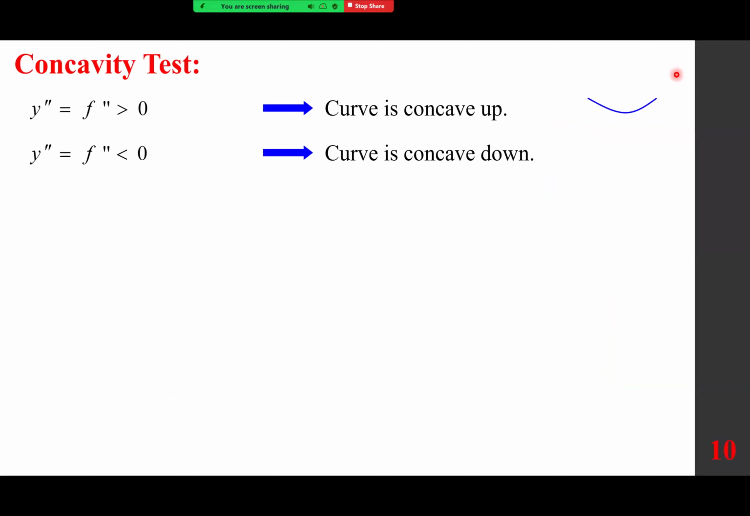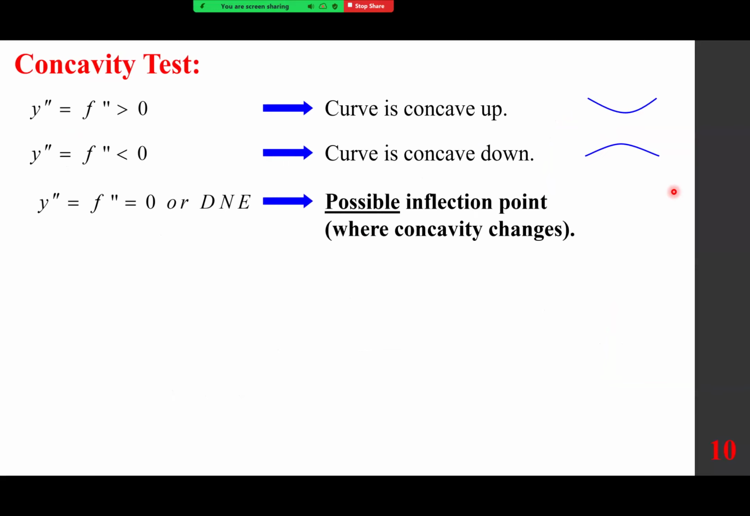If it's negative, the curve is concave down. If you recall, we said in pre-calculus, concave up, it can hold water; concave down, it cannot. And where it's 0 or does not exist, that's a possible inflection point where concavity changes from one format to the next, concave up to down or vice versa.